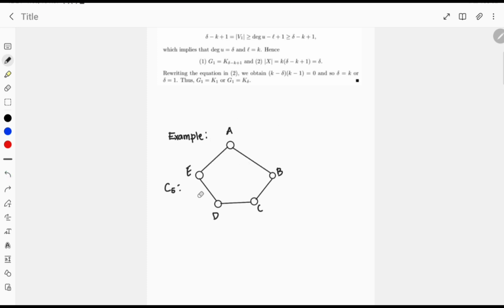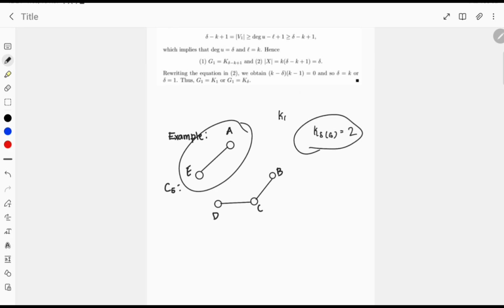If you get this 2 edge, so I don't see K1 and I was confused, but this one is K sub delta of G. The minimum degree is 2. All vertices have degree 2, so the minimum is 2. Maybe it does not satisfy K sub 1, but it satisfies this one, so it's true.